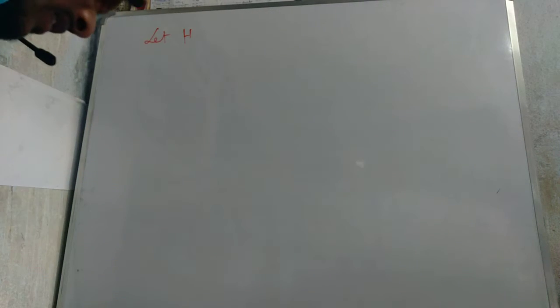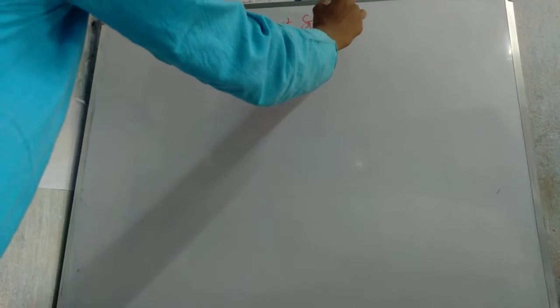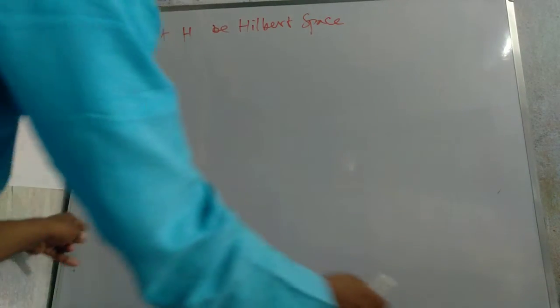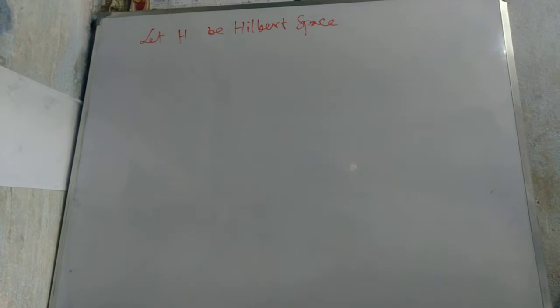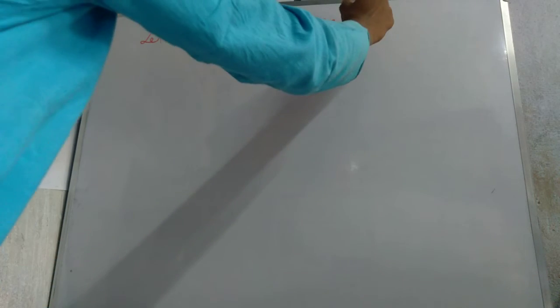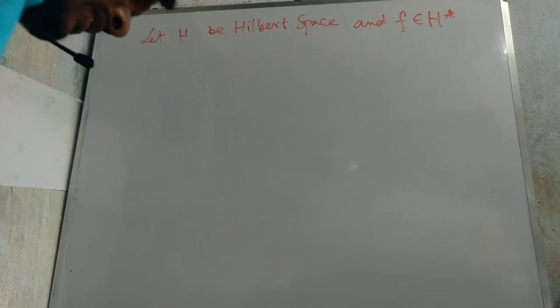Now, today we start on important topics. We first talk about this. Let H be a Hilbert space. Then, what do we talk about now? H is a Hilbert space, and f belongs to the dual of H.